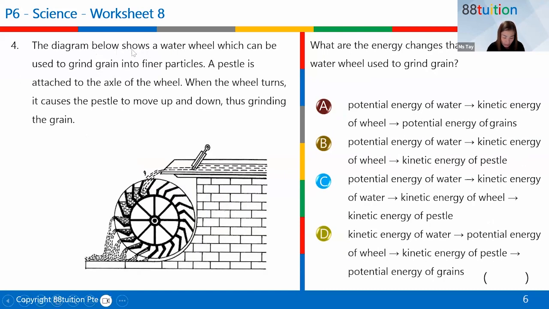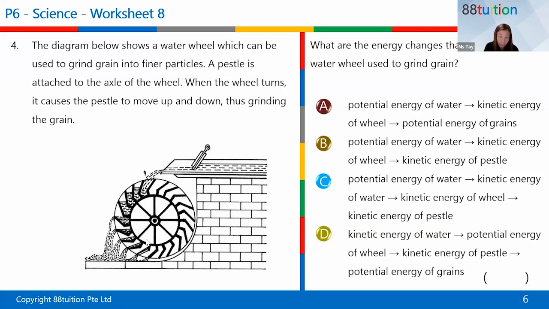There is a diagram here that shows a water wheel, which can be used to grind grains into finer particles. A pestle is attached to the axle of the wheel. When the wheel turns, it will cause the pestle to move up and down and therefore grind the grain. What are the energy changes that take place in the water wheel? Question 4. All right, so you have to start. This is the water wheel.